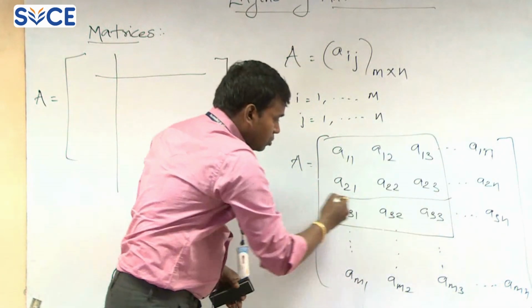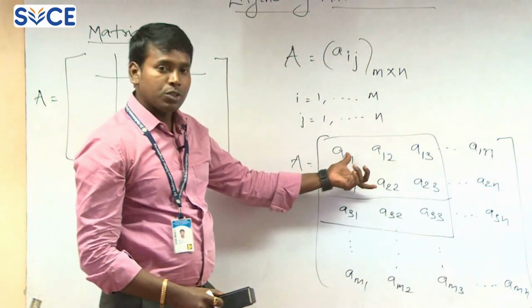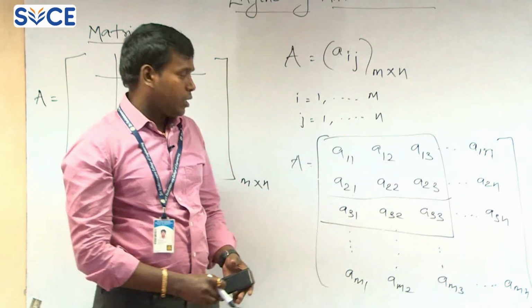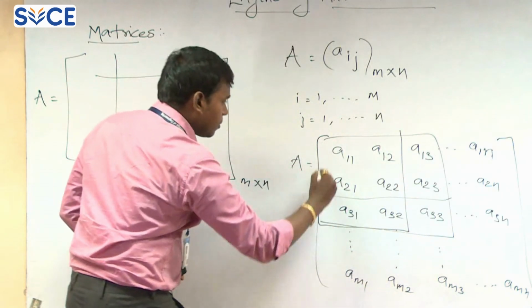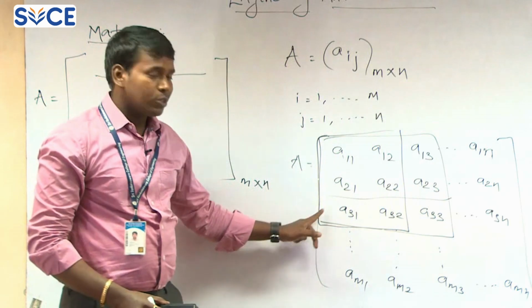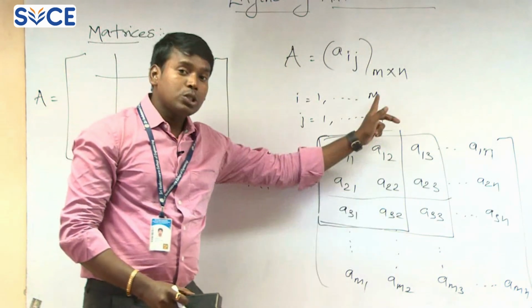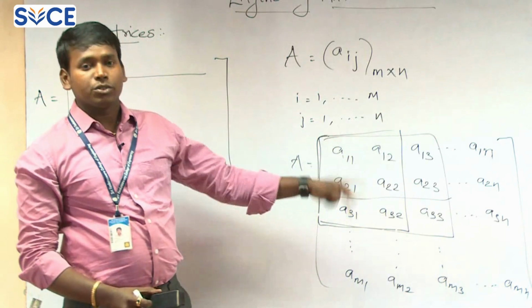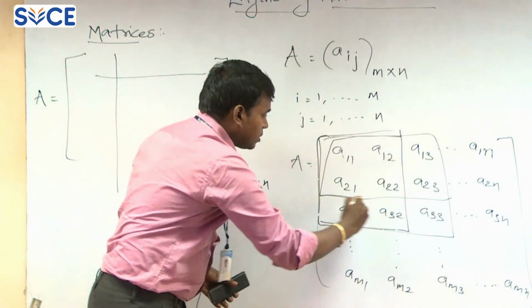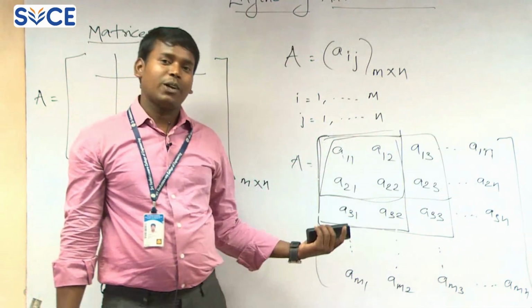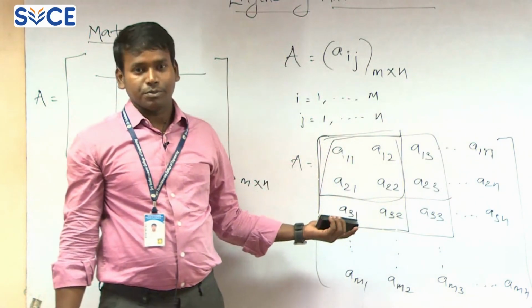Suppose I am taking the first 2 rows. So here 2 rows, 3 columns. So the order of the matrix is 2 by 3. Suppose I am taking this particular part: first row, second row, third row. So 3 rows and 2 columns. So the order of the matrix is 3 by 2. Suppose this particular part means 2 rows, 2 columns. So the order of the matrix is 2 by 2.